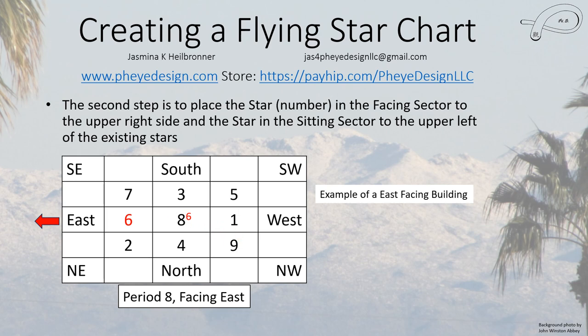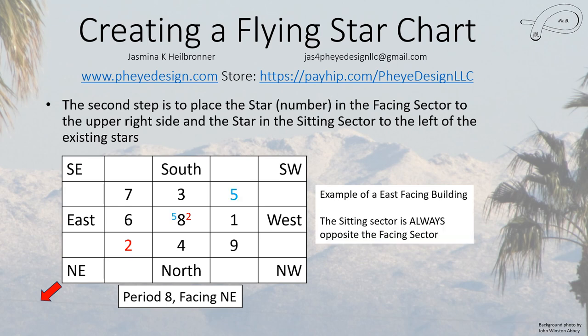But let me show you a different example. Let's say it's northeast facing. So now there's the 2 here, so the 2 goes up here. And again, the sitting is always opposite the facing sector. And it doesn't matter if that's missing from your house. You still put the number in. So here is 5 that goes to here because they're opposite one another. And it's that simple. So you can do that for any of these directions.